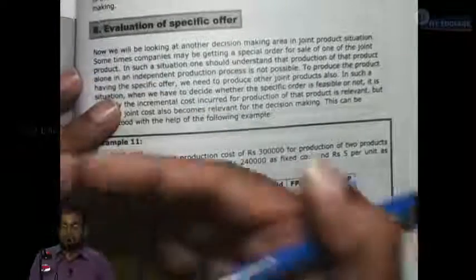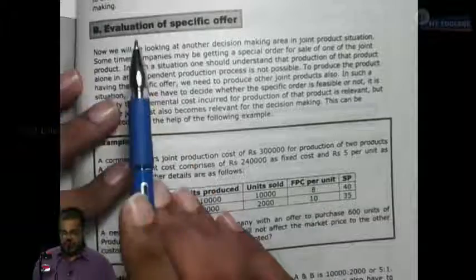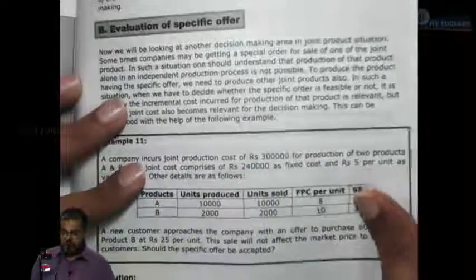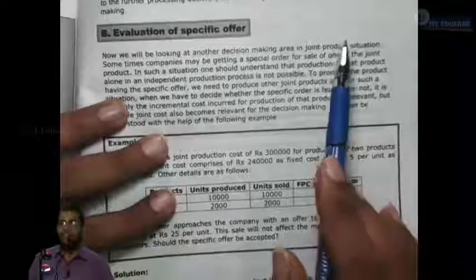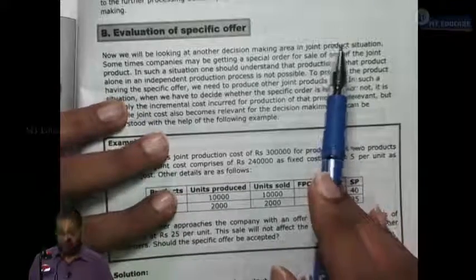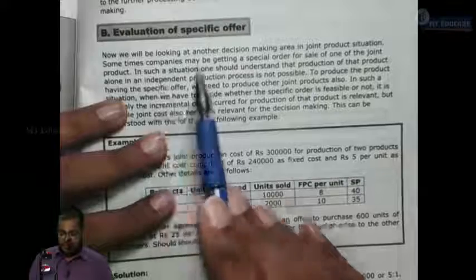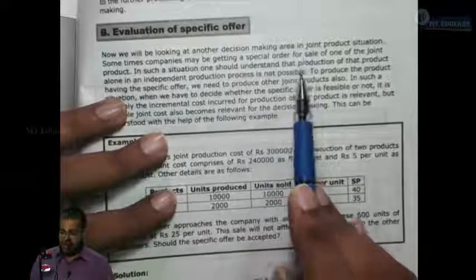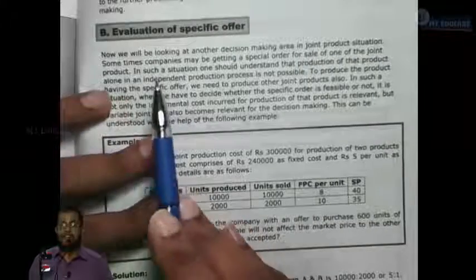The concept introduction I am continuing further, in which I am saying, now we will be looking at another decision making area in joint product situation. Sometimes a company may be getting a special order for sale of one of its joint products.